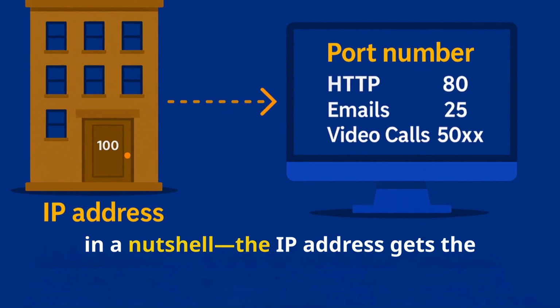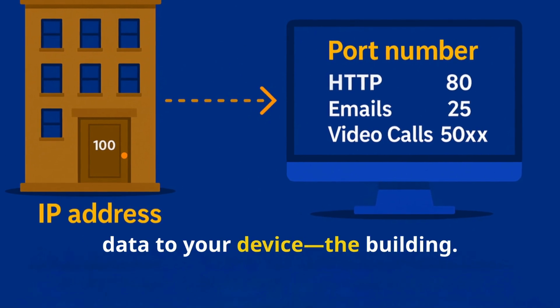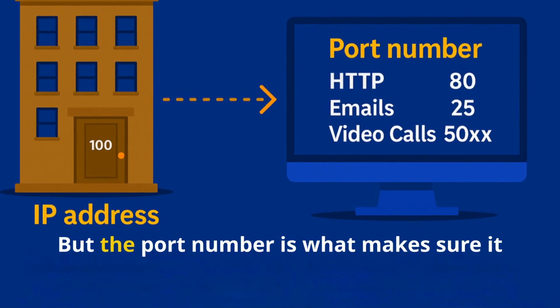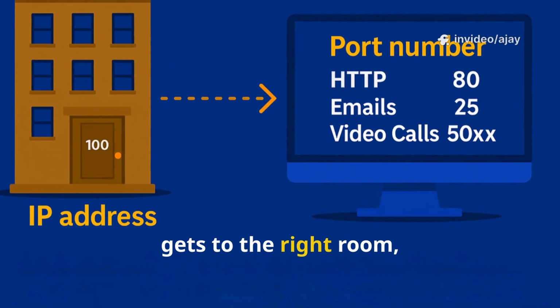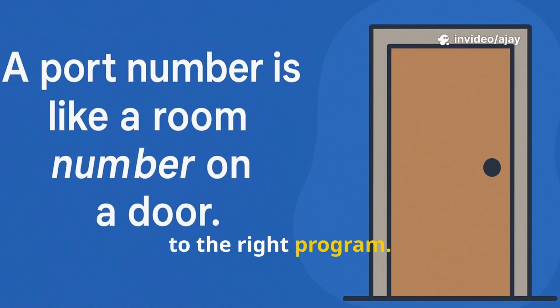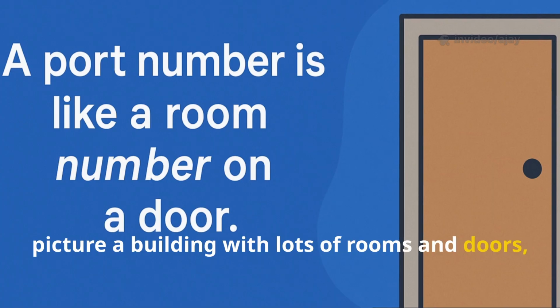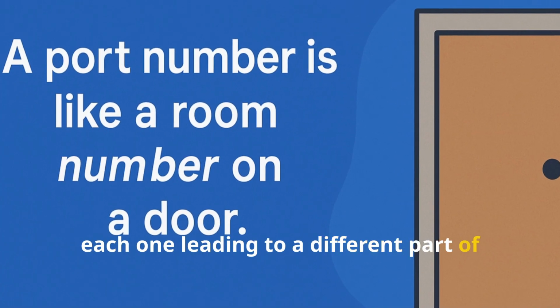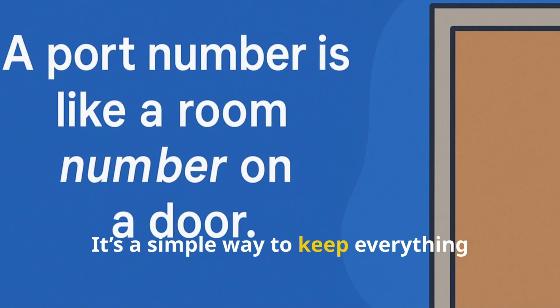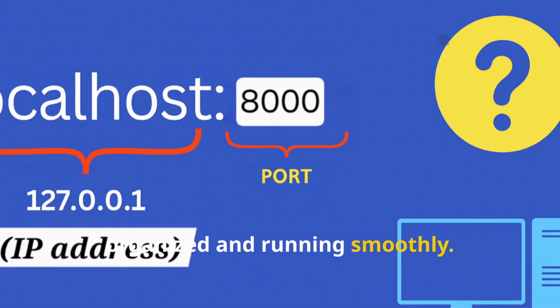So in a nutshell, the IP address gets the data to your device, the building. But the port number is what makes sure it gets to the right room, to the right program. Next time someone throws around port numbers, picture a building with lots of rooms and doors, each one leading to a different part of your computer. It's a simple way to keep everything organized and running smoothly.